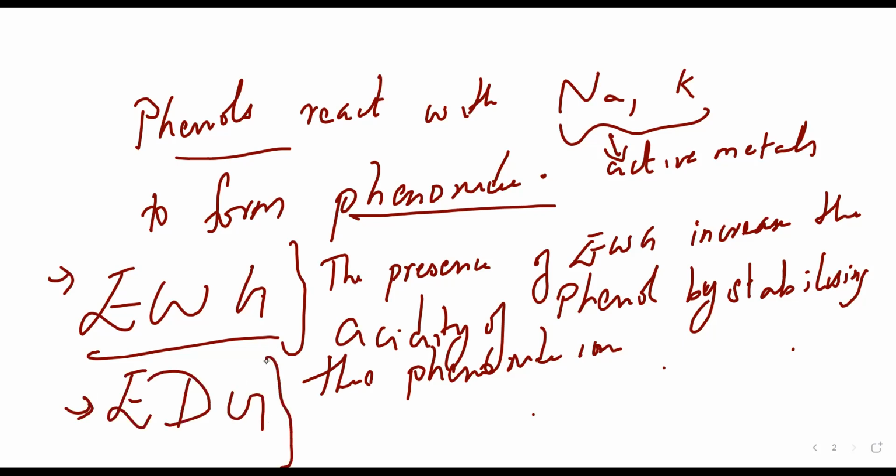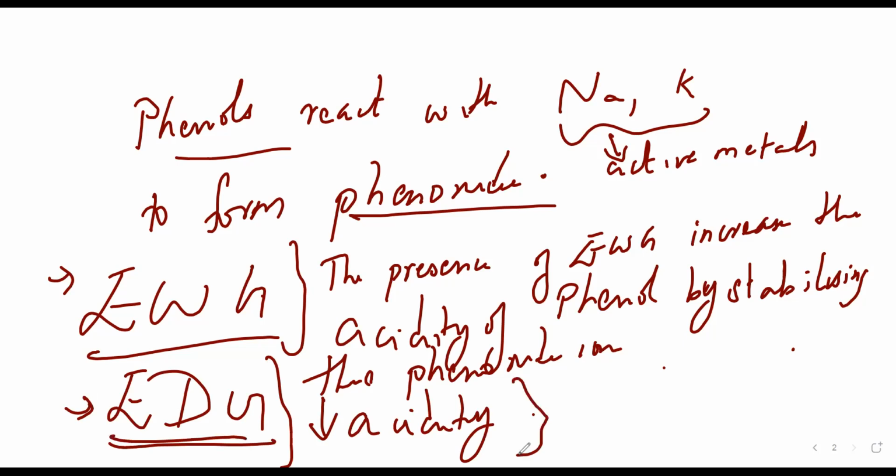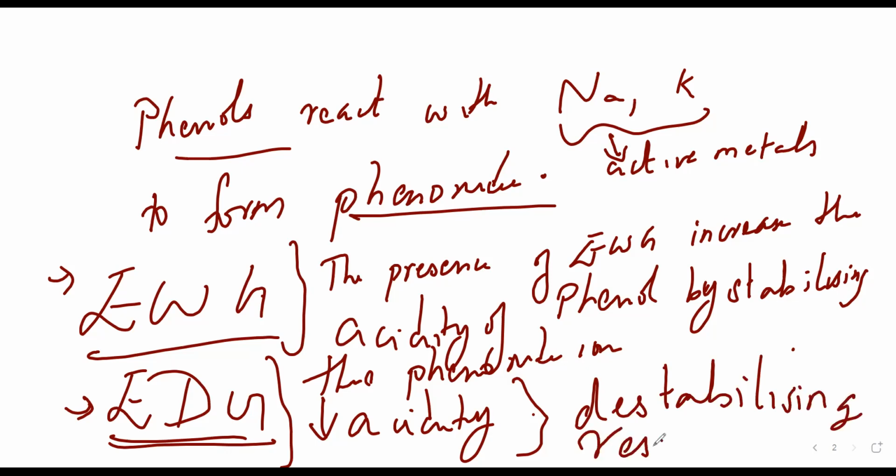Then second thing is, one more learning from this question is what? Electron donating group. If it is there, then it will decrease the acidity, because it destabilizes the resonance. Correct? Yes? If there is electron donating group, then acidity will be less because it is destabilizing resonance. Ignore the spelling mistake, but I hope you understood.